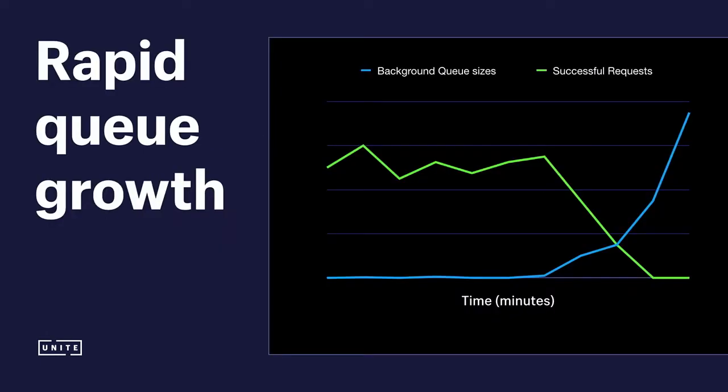This chart's a little bit more complicated than the ones we've shown so far, so I'll walk you through it. The principles are pretty simple, though. The green line is successful API requests going out to the marketplace API, and the blue line is the size of our background queue. As those successful requests start to decline, those jobs start to fail, they start to enter the retry queue, and our queues start growing very rapidly. Eventually, the marketplace hits complete failure, and our queue growth just skyrockets.